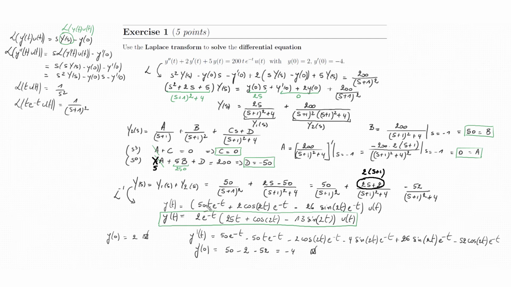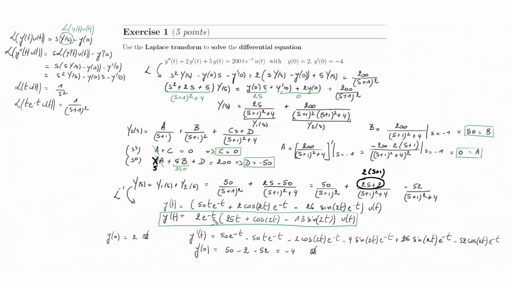Here we know already the result. So we have to take a ramp signal times 50. This you can rewrite slightly more elegantly if you want, by putting the e minus t up front and also the 2, right? So this is the final solution.